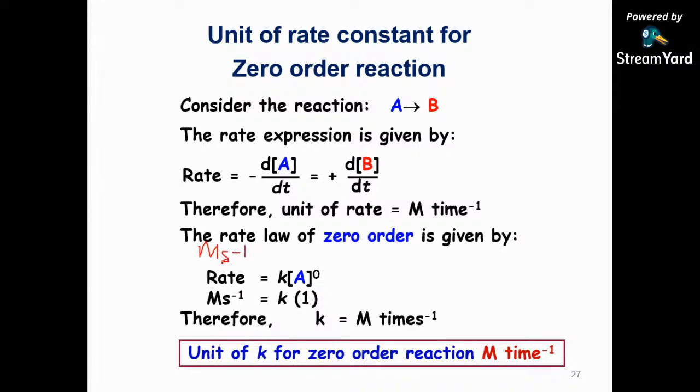So it does not depend on concentration. Rate equals k, meaning that the unit for k remains the same, molar per time. Why time? Because it can be second, minute, hour, or week, depending. That's why the general unit is molar per time. If the question is given in seconds, then molar per second. This is the unit of k for zero order.